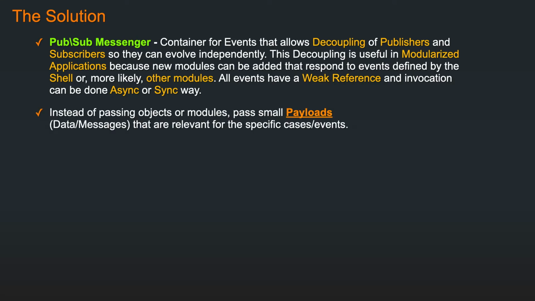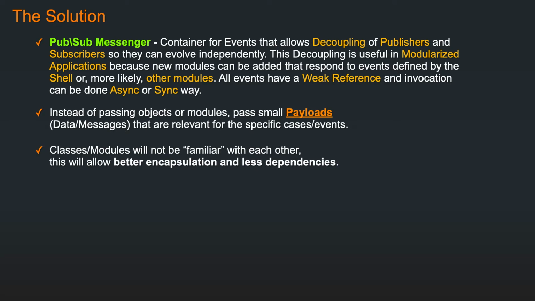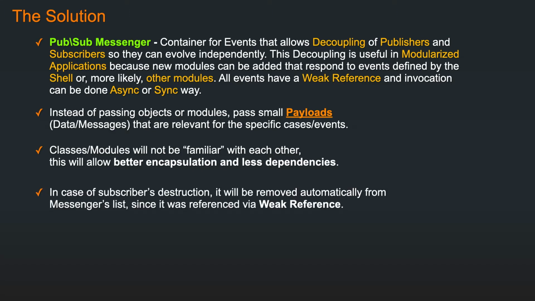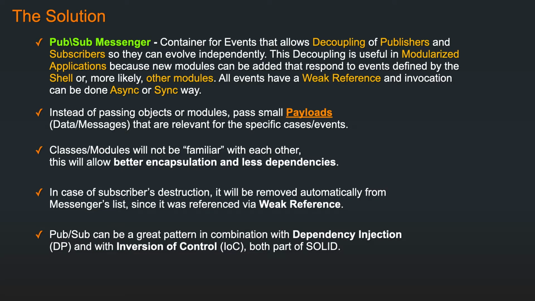Instead of passing references to objects, pass small data payloads, or so-called messages, that are relevant for the specific cases. Classes will not be familiar with each other. This will allow better encapsulation and less dependencies. In case of subscriber's destruction, like in case of reference to destroyed MonoBehaviour, it will be automatically removed from Messenger's subscribers list, since it was referenced by a weak reference mechanism. PubSub can be a great pattern in combination with other SOLID patterns like dependency injection and inversion of control.